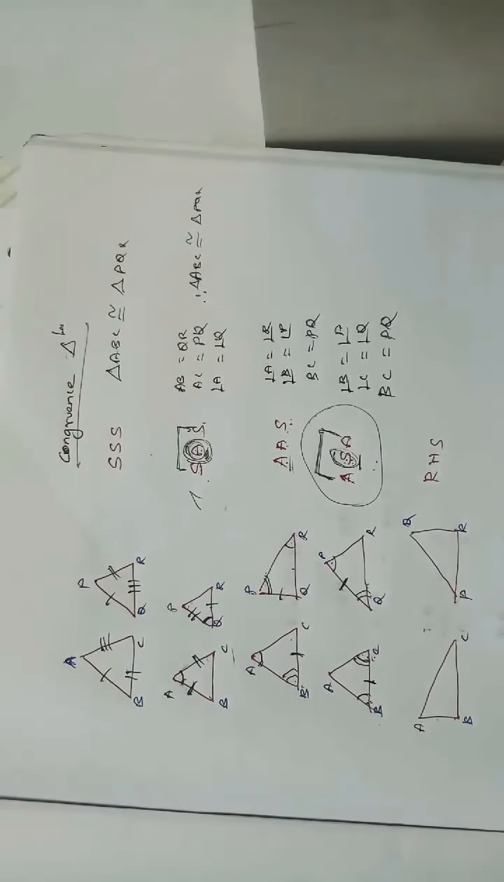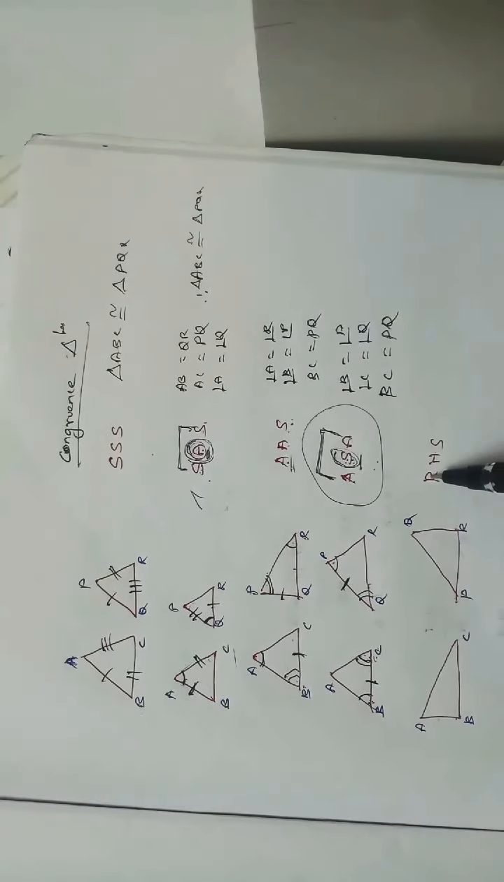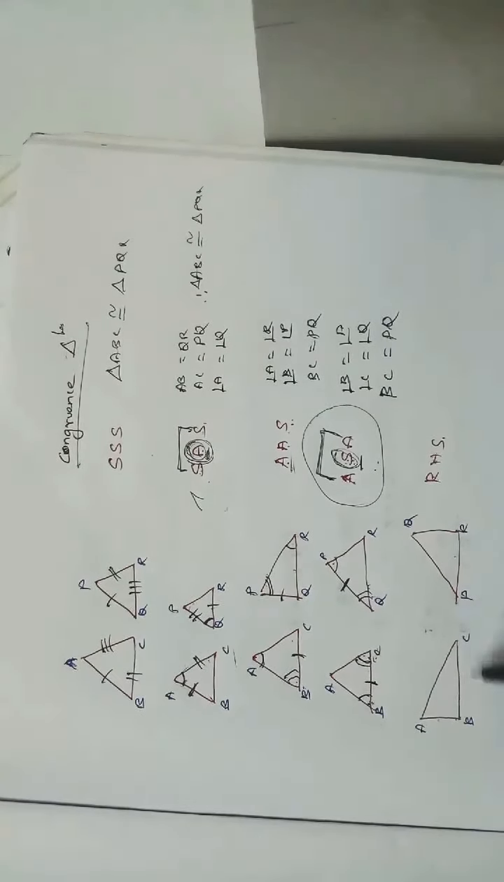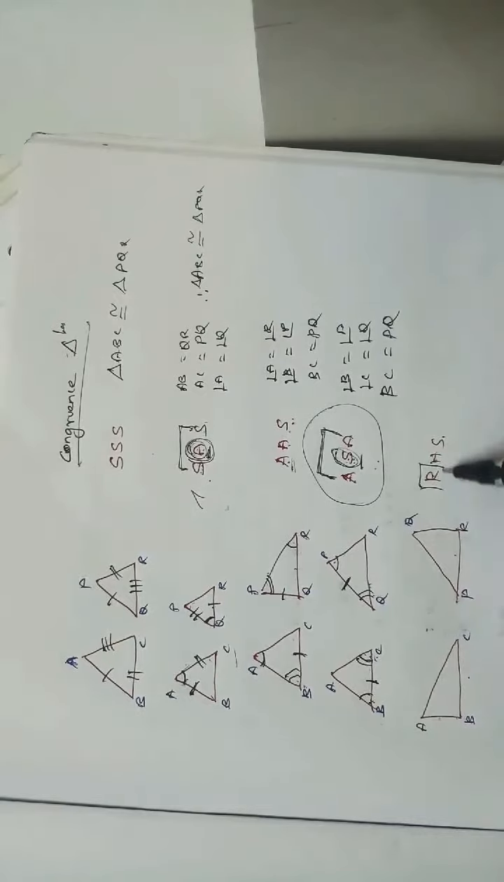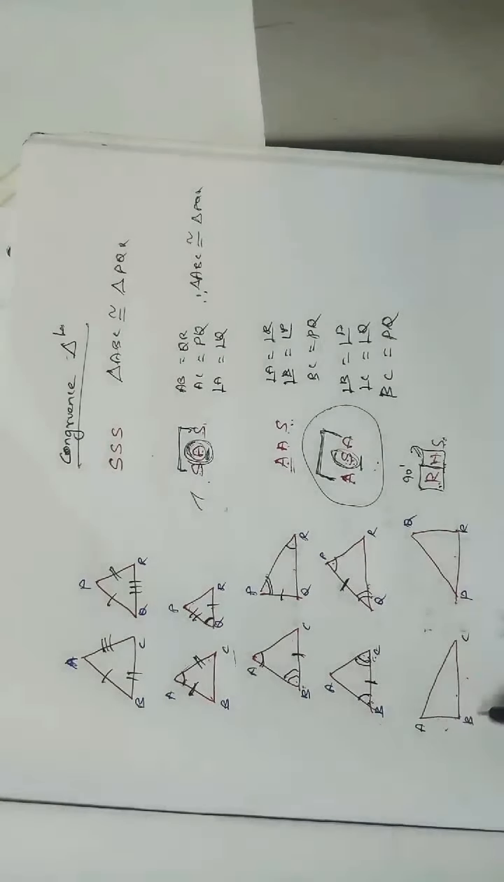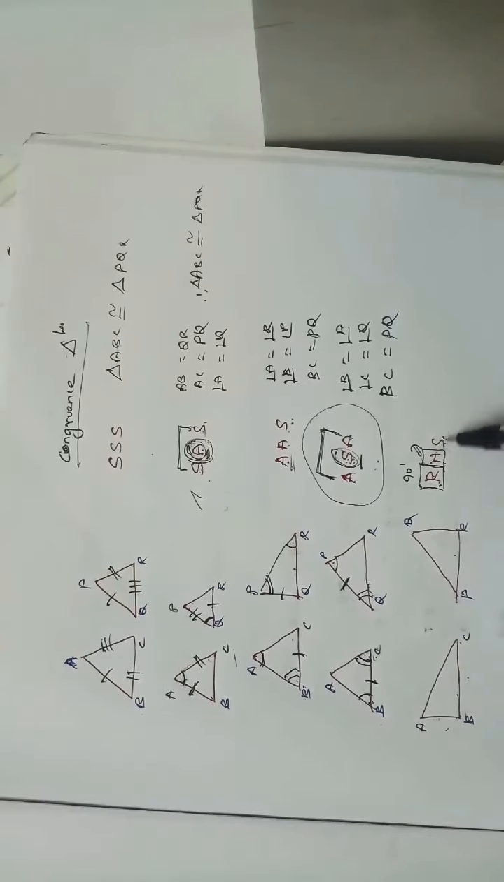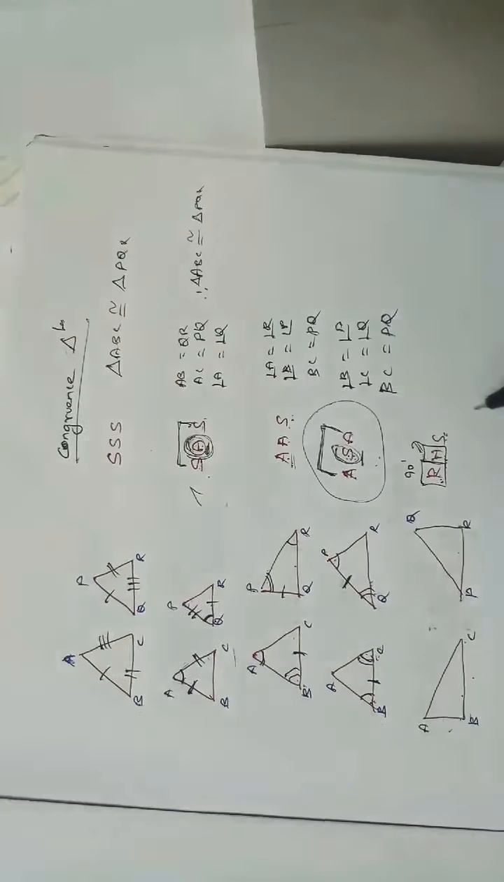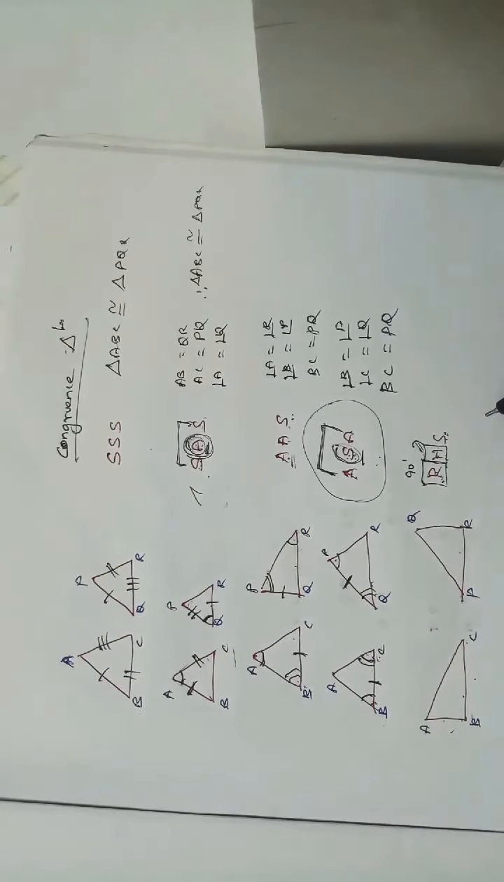The last property is the right angle hypotenuse side. When we have two triangles, one should have a right angle of 90 degrees, and among the remaining two sides, the hypotenuse should be equal. Still we have two more sides, one is the base and another is the altitude. Any one of these sides is equal. Then by RHS, these two triangles are congruent.